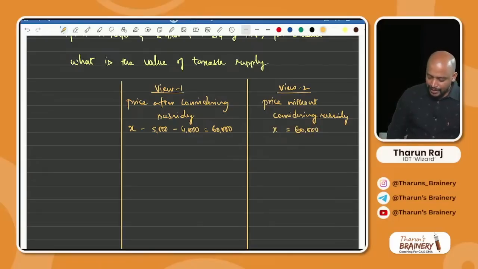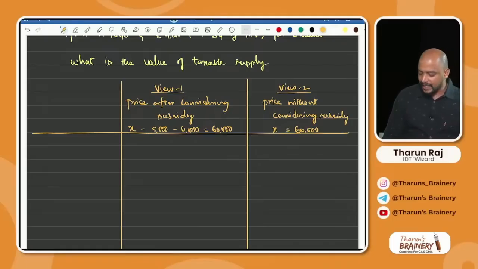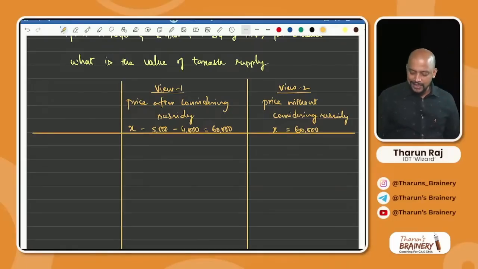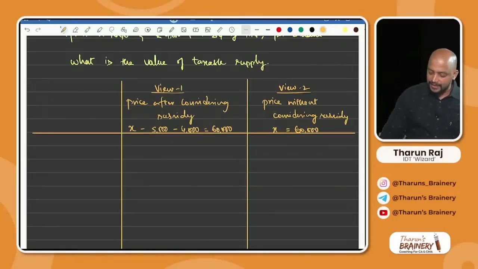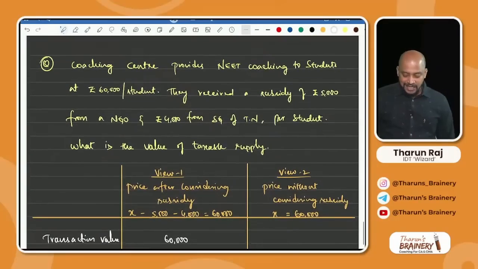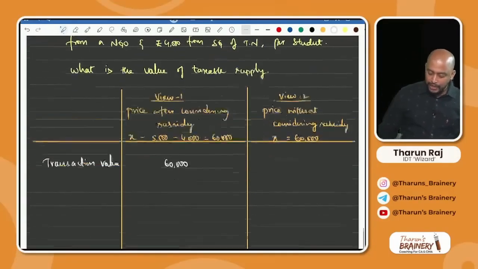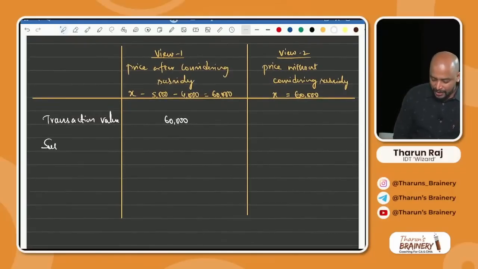Now what we need to do in this case? First we need to take the transaction value. What is the transaction value? That is the price involved in the transaction. So the transaction value is 60,000. Let's take view 1. So view 1, transaction value 60,000. What is the first subsidy? Subsidy from NGO.